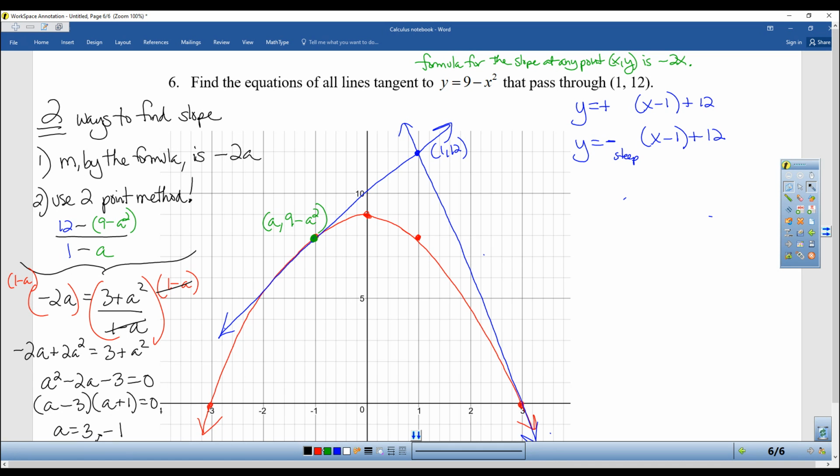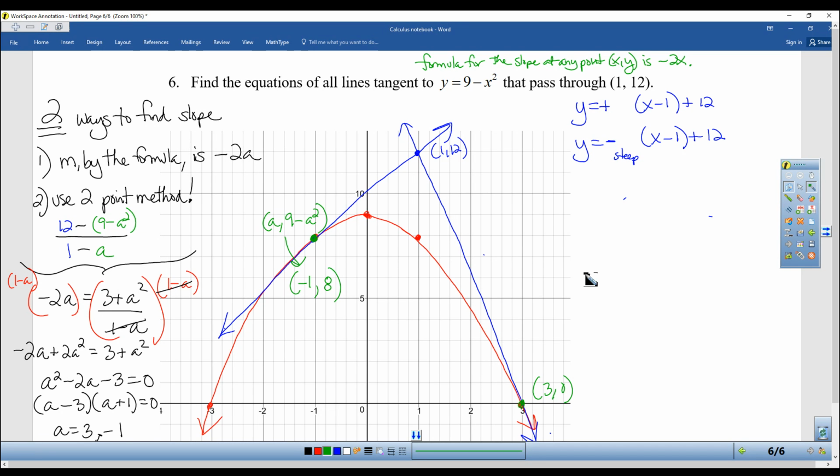Well, according to this point right here, if a is 3, then what would you get from that? 9 minus 3 squared is 0. Ooh, that's right here. 3, 0. So this must be the other one. When a is negative 1, 9 minus negative 1 squared, which is 1, is 8. You just found the 2 points.